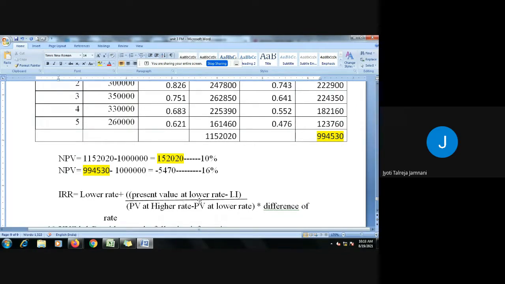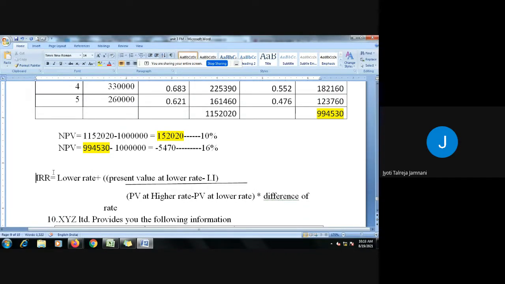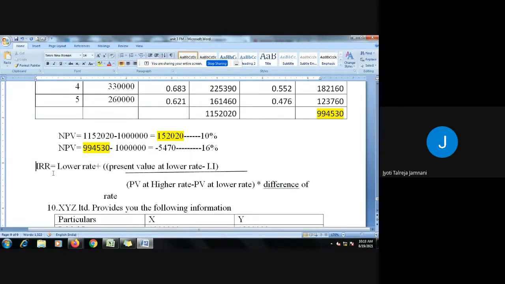So it is like lower rate plus, into bracket, present value at lower rate minus initial investment divided by present value at higher rate minus present value at lower rate. This bracket completes this entire bracket. First you should solve, then you should multiply with the difference of rate. Whichever are the two rates, you need to find its difference and multiply it with that. So now we will solve and see how it will look like.